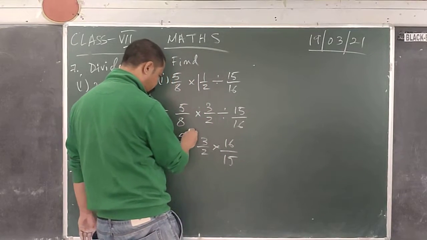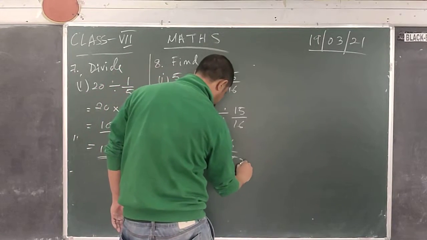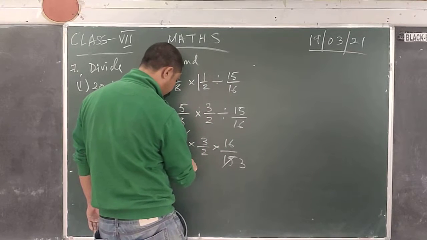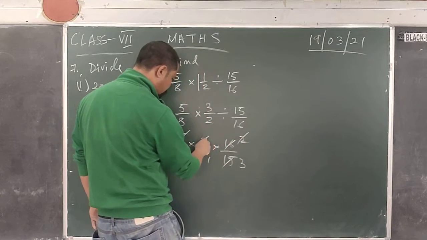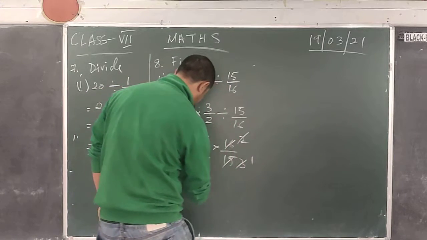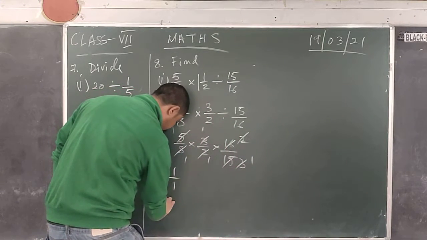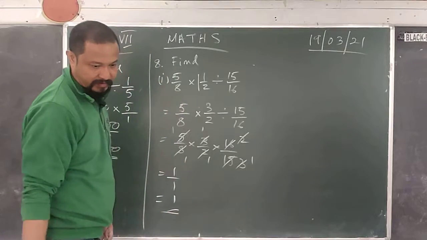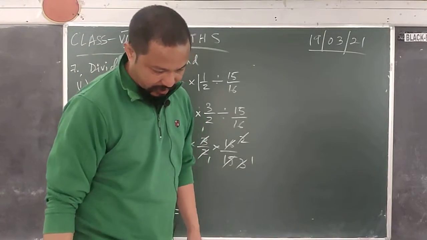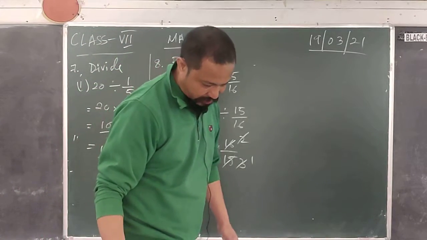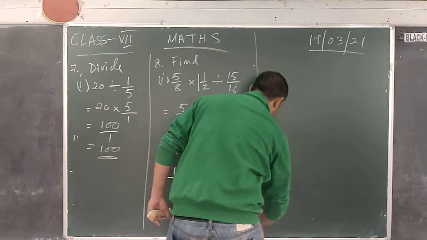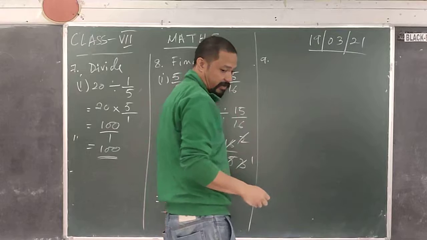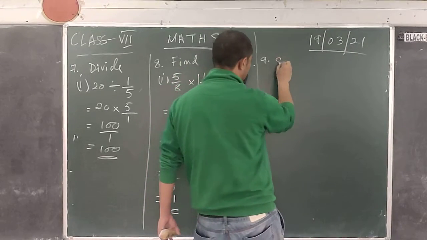So we can cut. 5 1s are 5, 5 3s are 15, 8 1s are 8, 8 2s are 16, 2 and 2 cut, 3 1s are 3, 3 1s are 3. So this will be 1 upon 1 is equal to 1. Okay, so it should come down to that. So number 4 is homework. Now we will go on to number 9, the last question, and after that we end this exercise also.